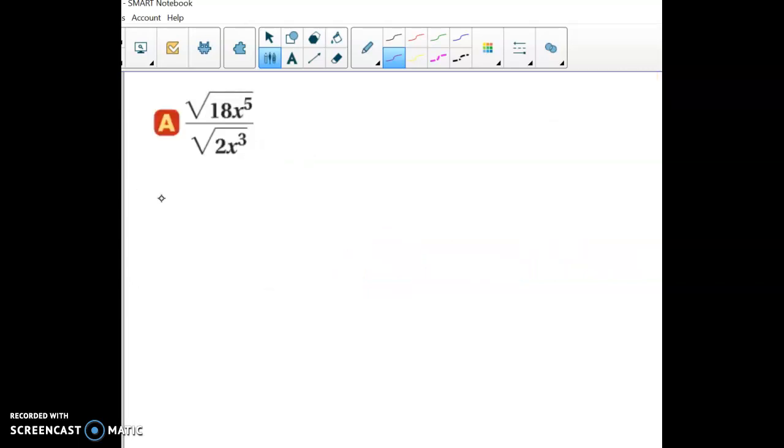Okay, so here's one. If you feel confident, pause the video and try it. If not, you can walk through this example with me. Okay, so again, we're going to make it into one big square root, 18 x to the 5th over 2x cubed. Okay, and then we're going to clean that up.